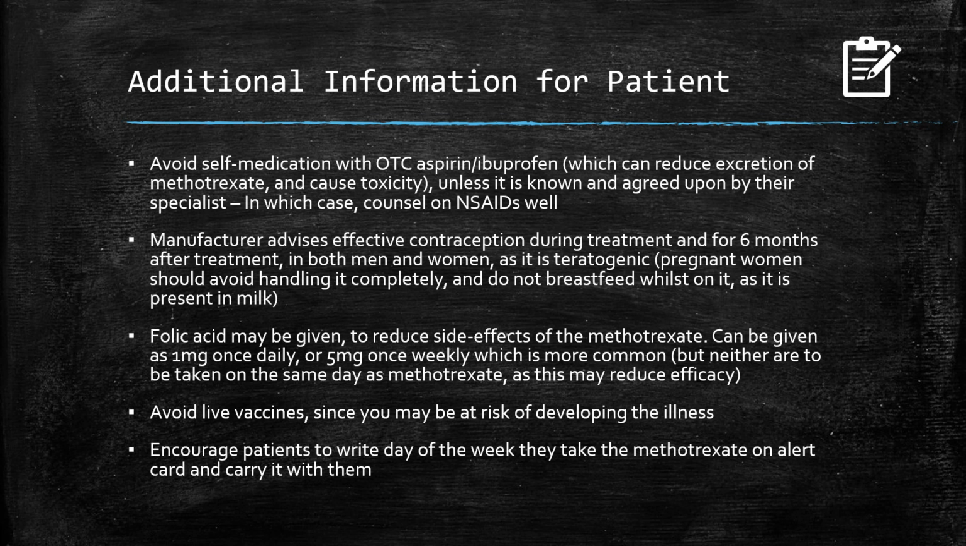Now, we've just seen the folic acid pathway, so make note that folic acid can be given to reduce the side effects of methotrexate. It can be given as 1 mg once a day, or the more common regimen of 5 mg once weekly, but neither are to be taken on the same day as methotrexate, because that can actually reduce the efficacy of methotrexate, as we've seen in that pathway.